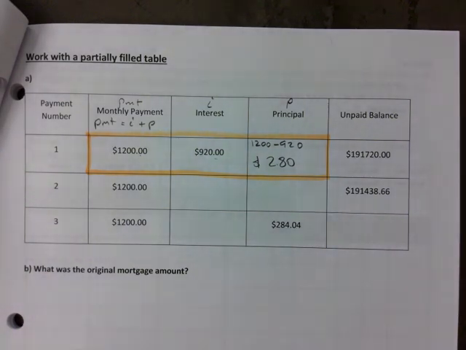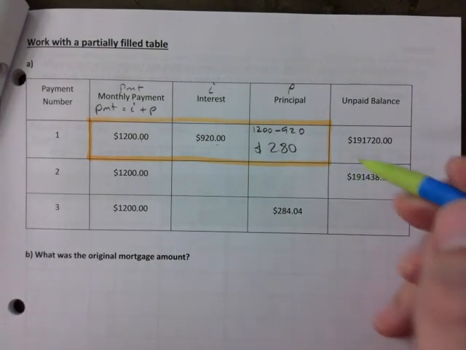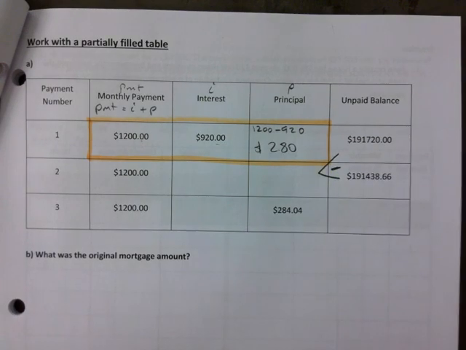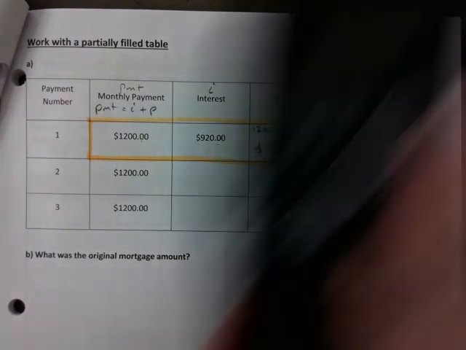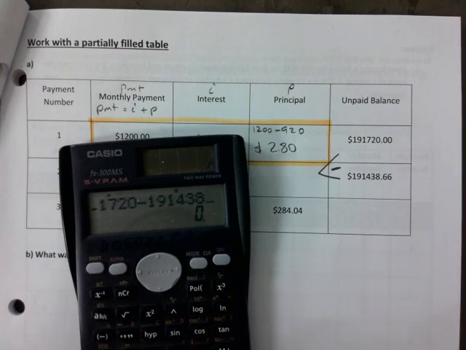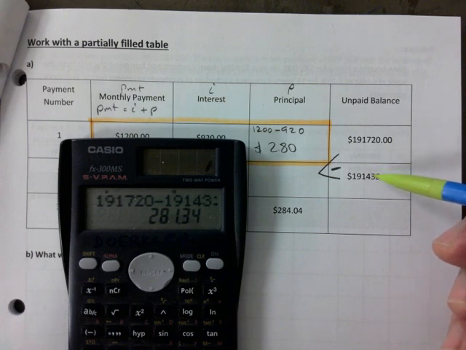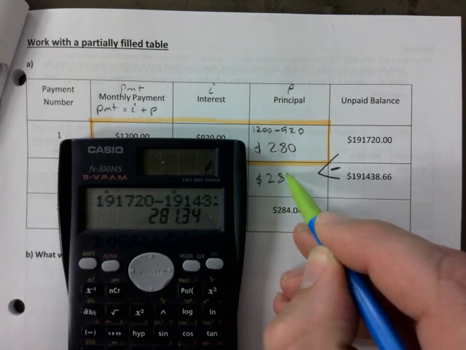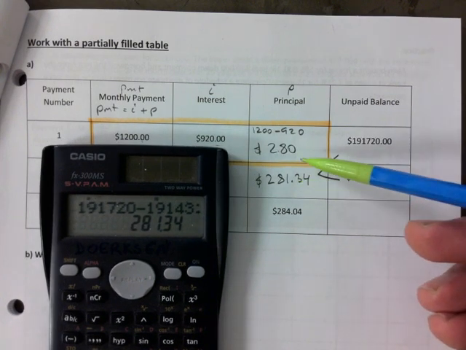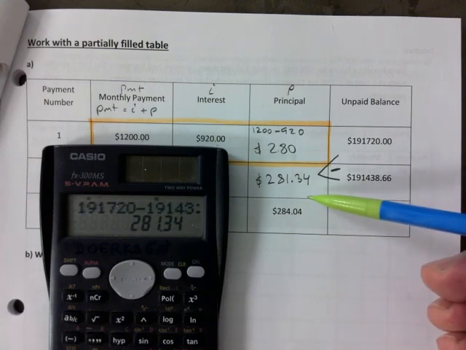For me, I do this all the time, but for you guys, you've done this in grade 11. You do it again in grade 12 in vehicle finance, but basically I will subtract these two. So grab your calculator. Minus 191,438.66. So this number is 281.34. Stop and think, does that make sense? That the principal slowly goes up? Yeah, because you pay less interest, more principal. Okay, so that's one thing you can check for.